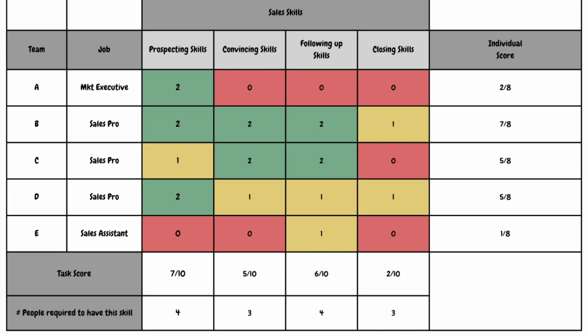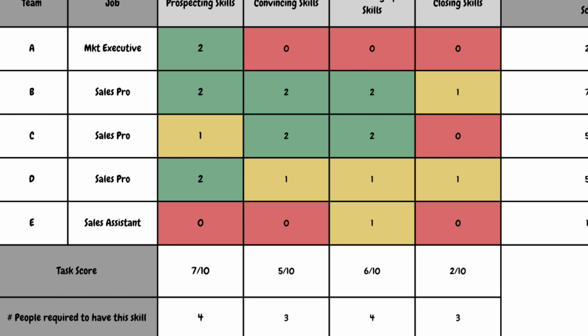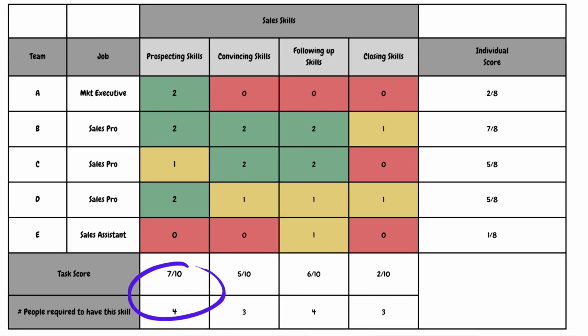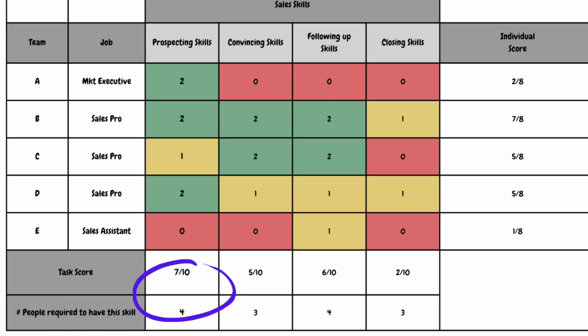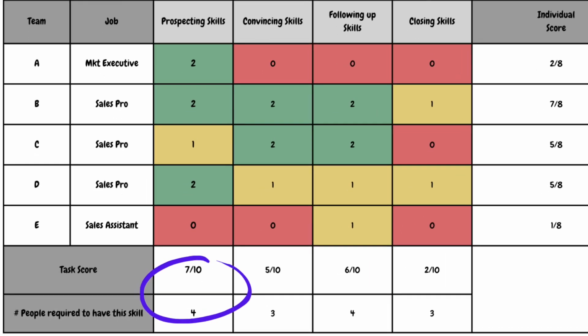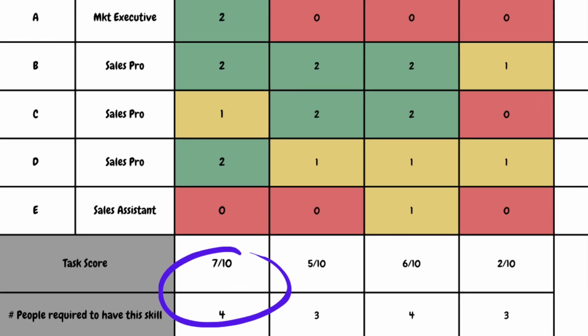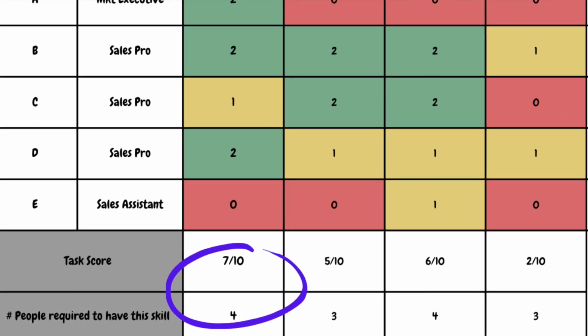Now we'll go to the task score. When you're going through the task score, see the below row, number of people required to do this skill. For example, a prospecting skill, my task score is 7 out of 10. 4 people required. That means altogether, I just want to have the task score 8 out of 7. But at the moment, I'm having 7.